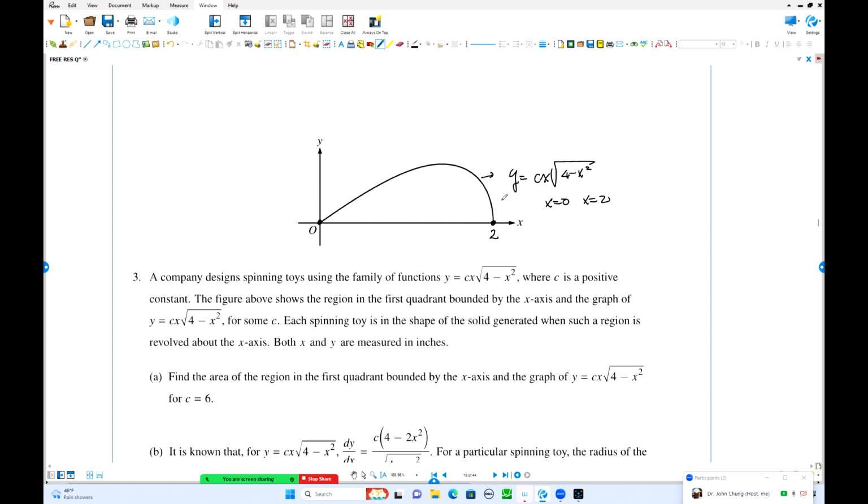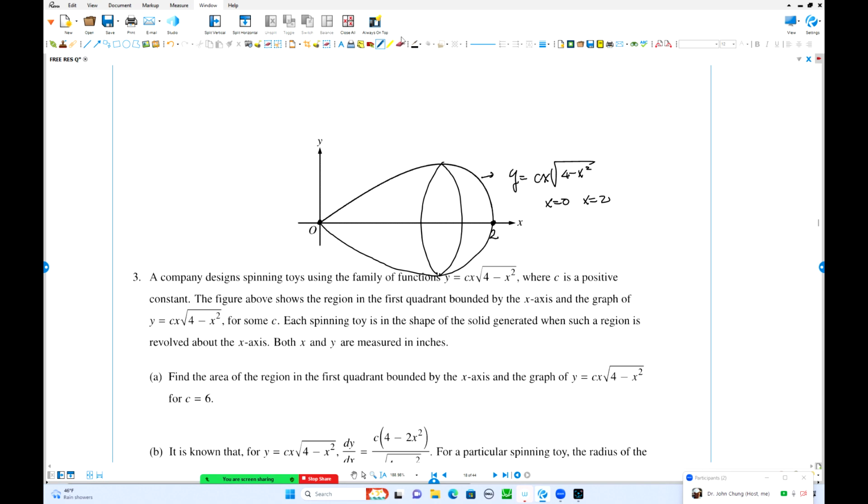We're going to find the spinning toy in the shape of a solid, revolved about this axis. So the other side looks like this way. Revolved means they make a circle, isn't it? It looks like this way. Both x and y are measured in inches. Find the area of the region in the first quadrant bounded by the x-axis and the graph of this one.